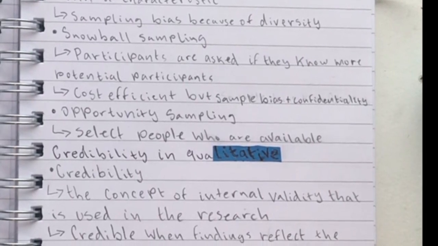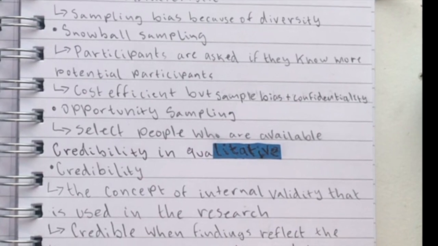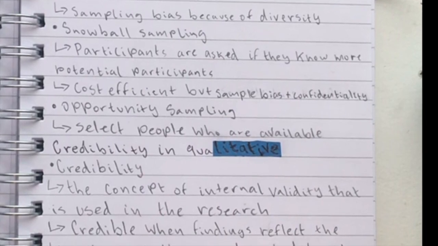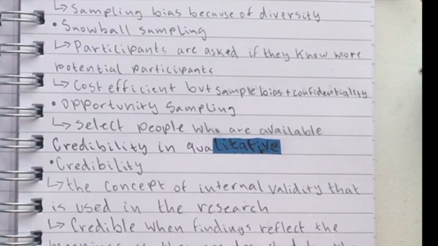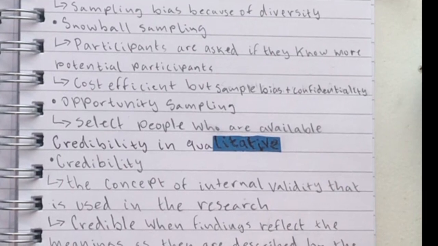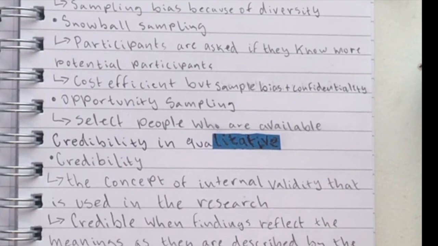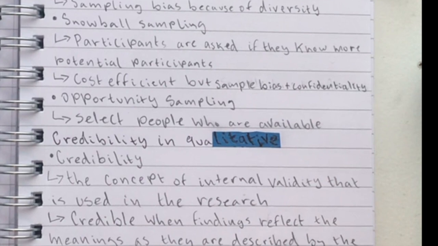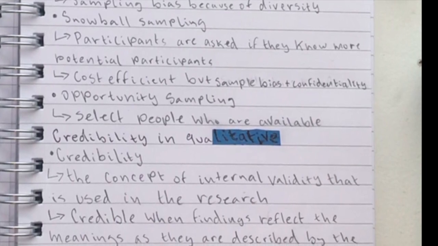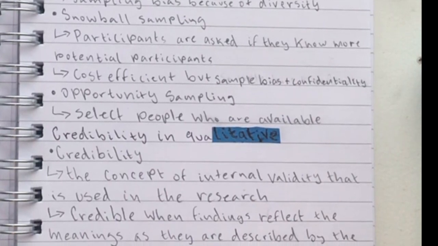So the last one is opportunity sampling. This is essentially when you just select people who are available. You ask them, can you do this? If they say yes, they're in it. It could be anyone. I mean, obviously they have to fit whatever research you're doing, but there's no other thought to it.